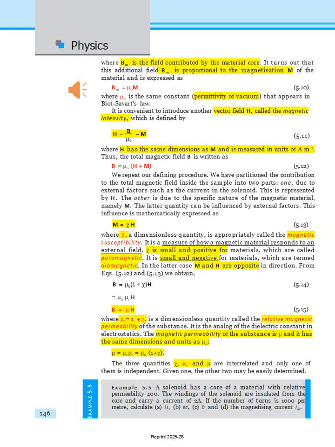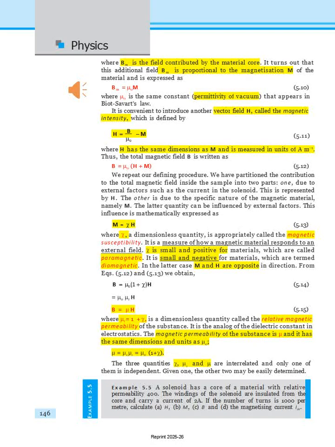Chi is small and positive for materials which are called paramagnetic. It is small and negative for materials which are termed diamagnetic. In the latter case M and H are opposite in direction. From equations 5.12 and 5.13, we obtain the relation between B and H, where mu r equals 1 plus chi is a dimensionless quantity called the relative magnetic permeability of the substance.